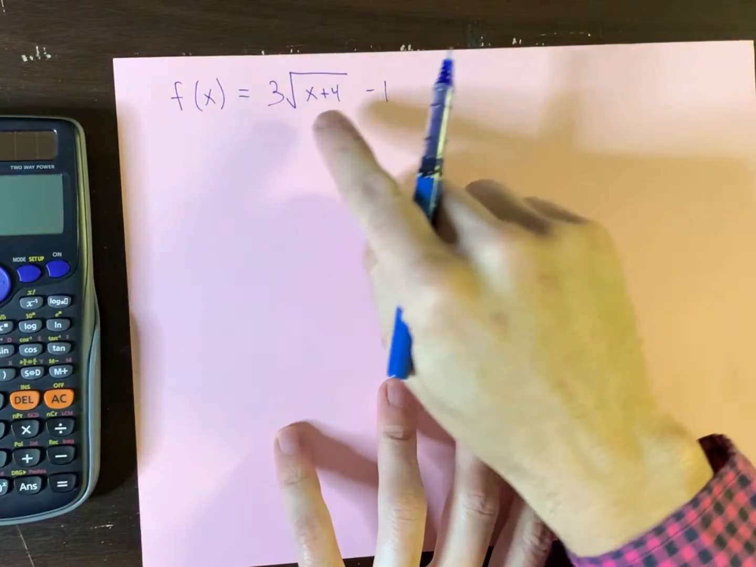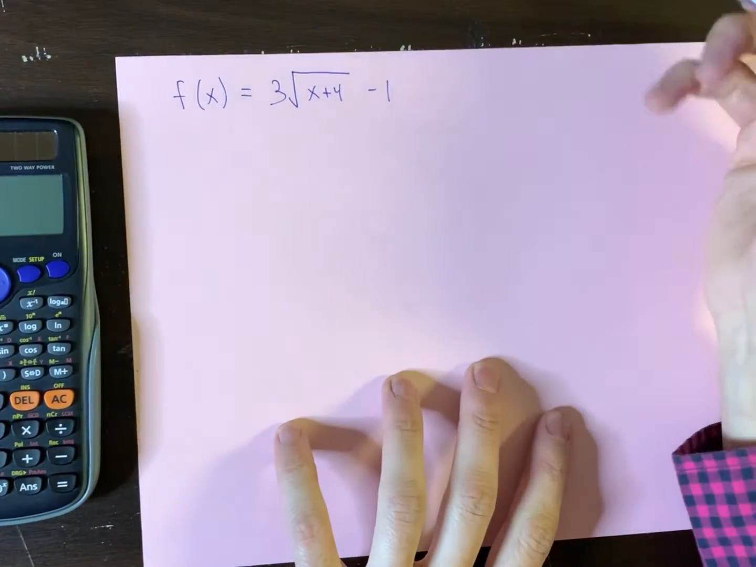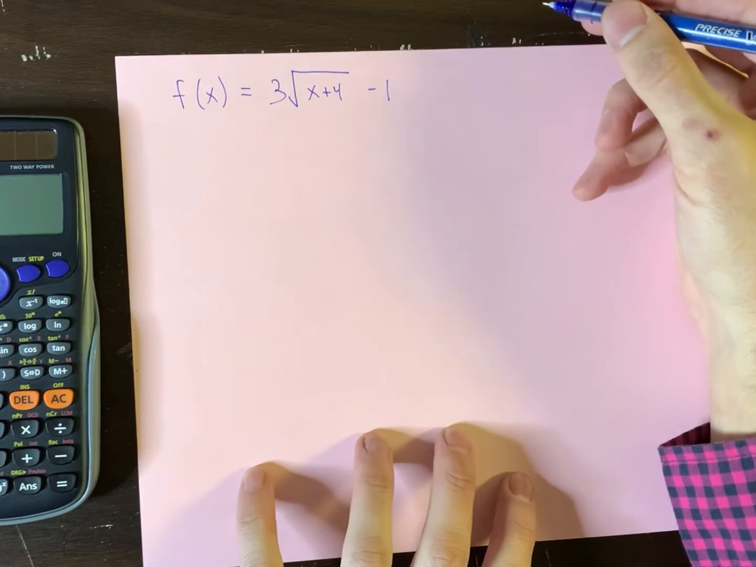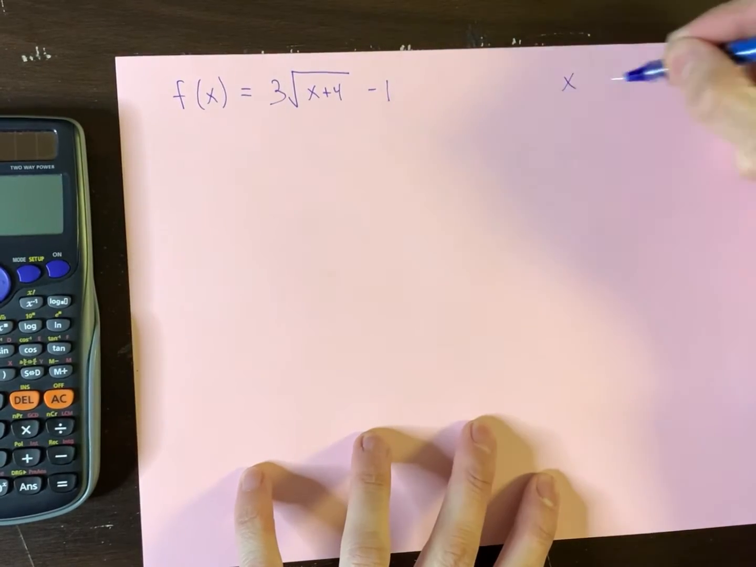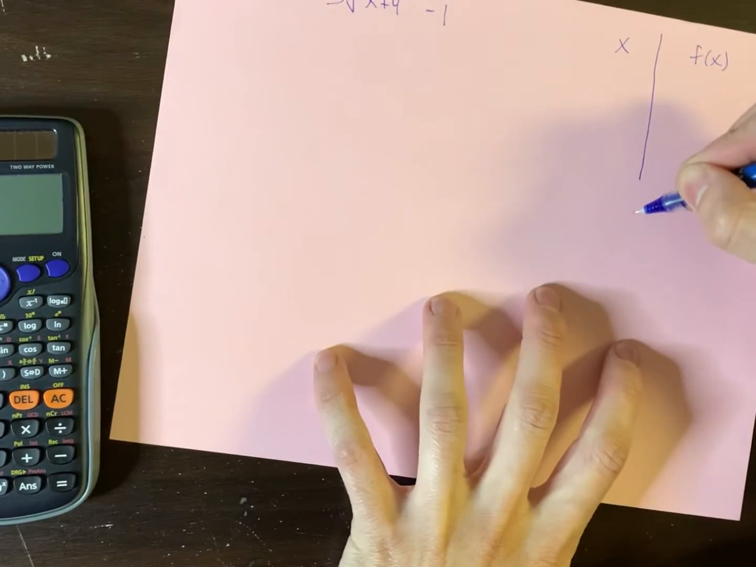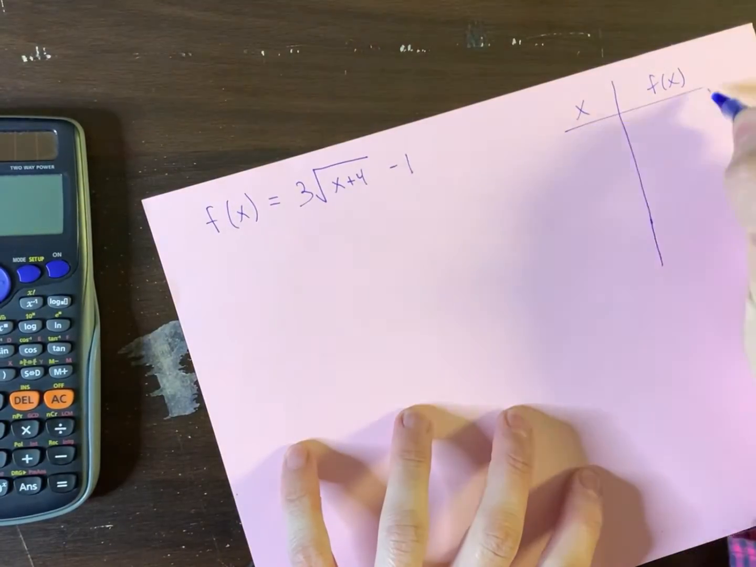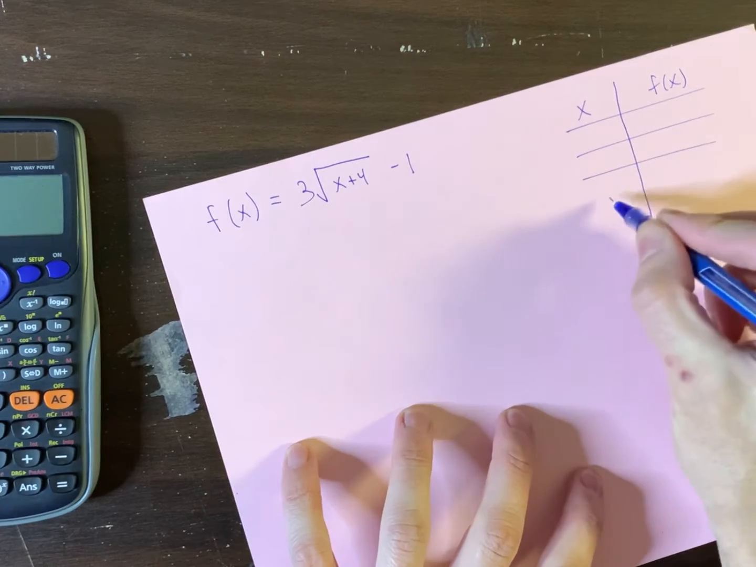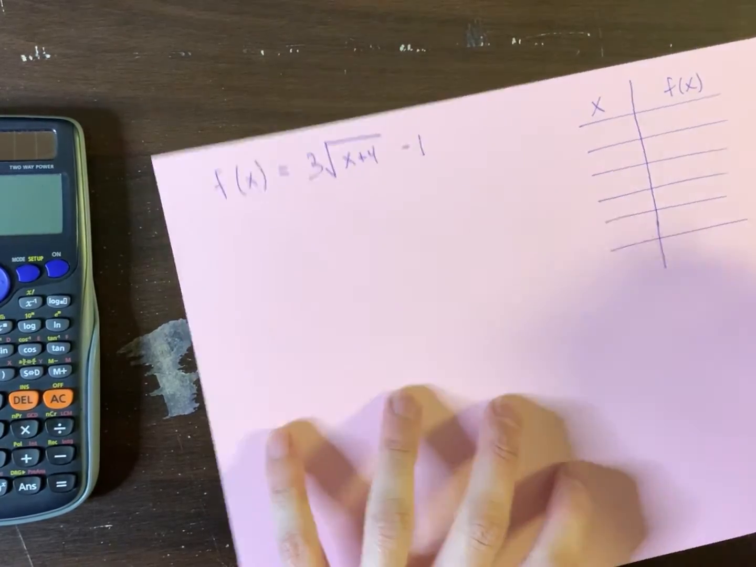So if they're asking us to graph a square root function, I would rely on a table of values. So maybe we can open up a table here, x versus f of x. And you really don't need that many points. Oftentimes, maybe like 4 or 5 points should be enough. Let's see what we got.